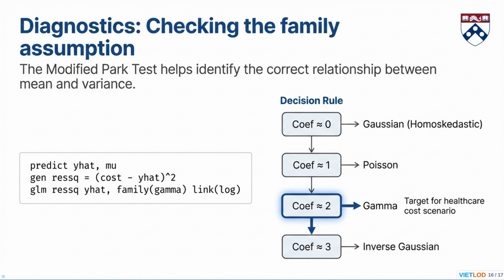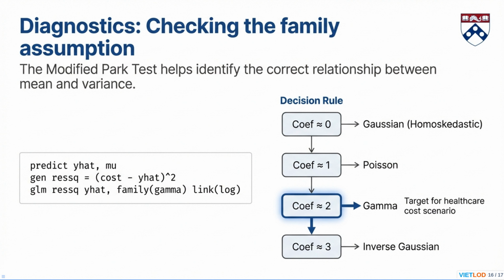A critical diagnostic in generalized linear models is ensuring we've chosen the correct family, meaning the right relationship between the mean and the variance. The modified Park test helps us validate this choice. The process involves a few steps. First, after running our main GLM, we predict the mean of the dependent variable, which we call y hat. Next, we calculate the squared residuals from this initial model.